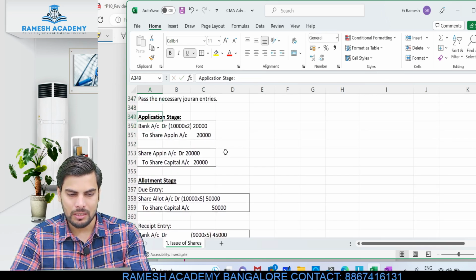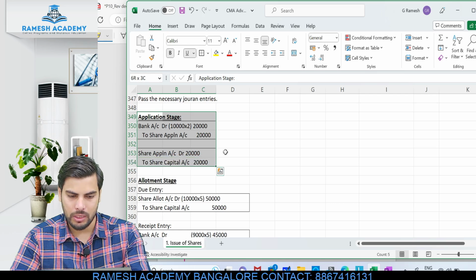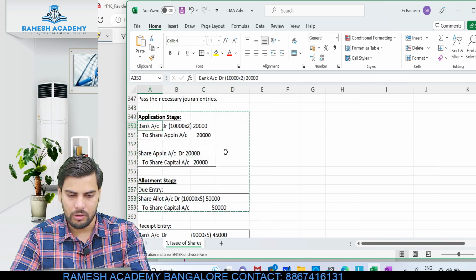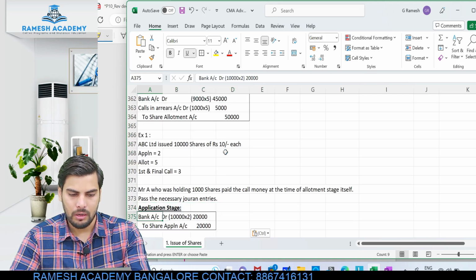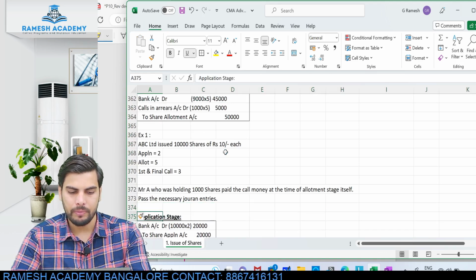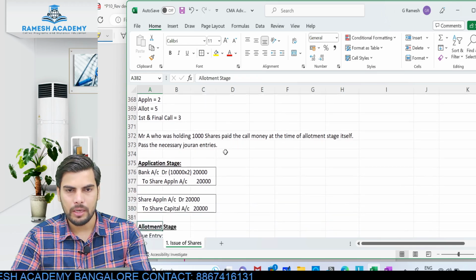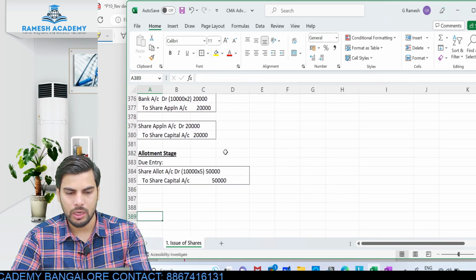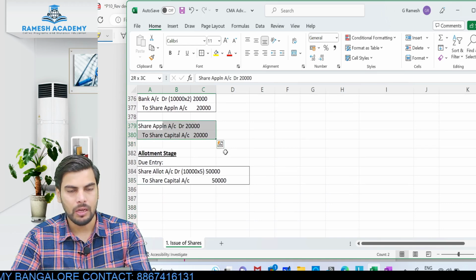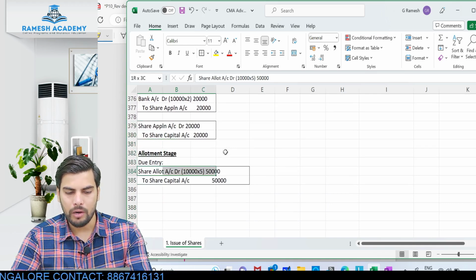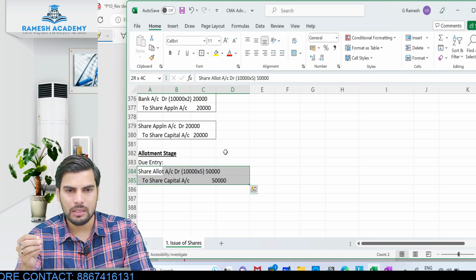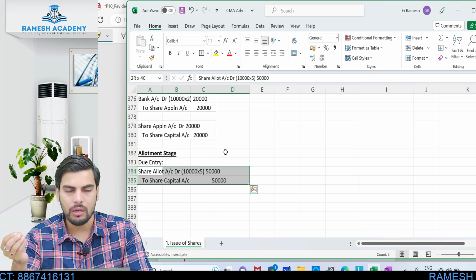So first stage, that is application stage, nothing would change. Okay, so application stage, the same entry. Bank account debit to share application account, then we'll be transferring the amount to share capital. The entry will be share application to share capital. Even the due entry. At the time of passing the due entry, I'll not be having any knowledge like how many shareholders will be defaulting or how many shareholders will be paying the amount in advance.